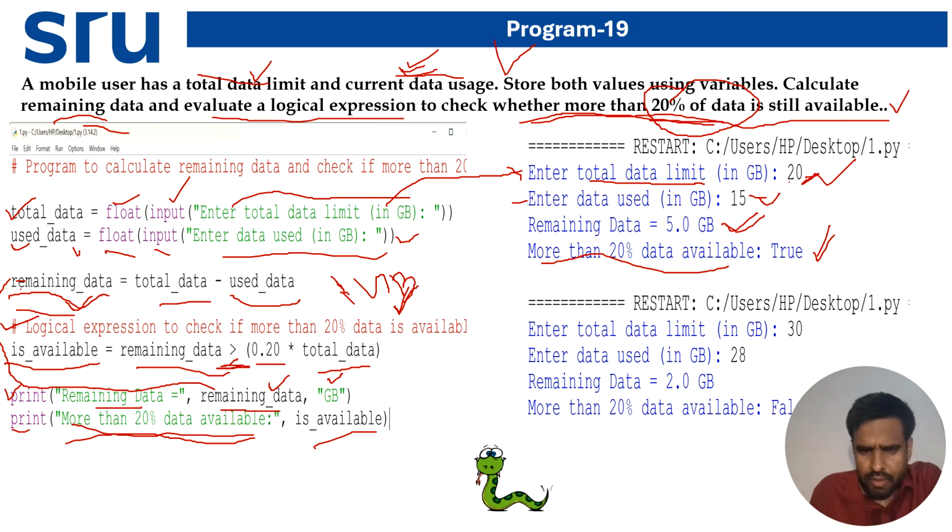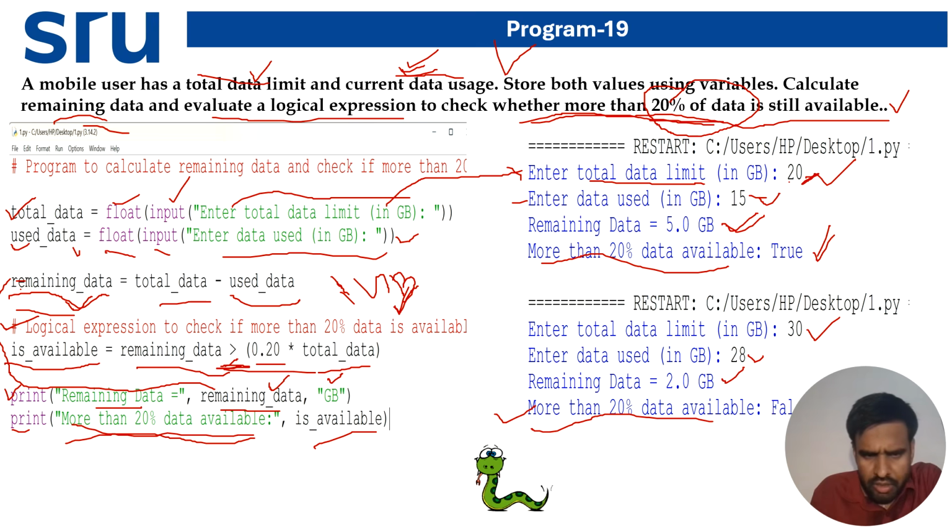So it's true. Now the second time, I've given a total data limit of 30 GB. The total data used is 28 GB. So how much data is remaining now? 2 GB. So check whether more than 20% data is available. No, because it is only 2 GB. So it will give the false value.